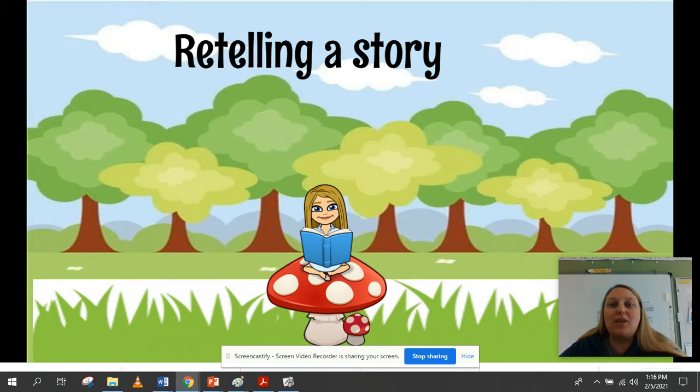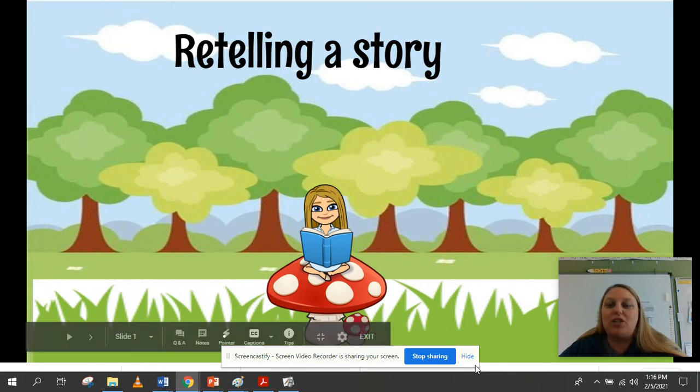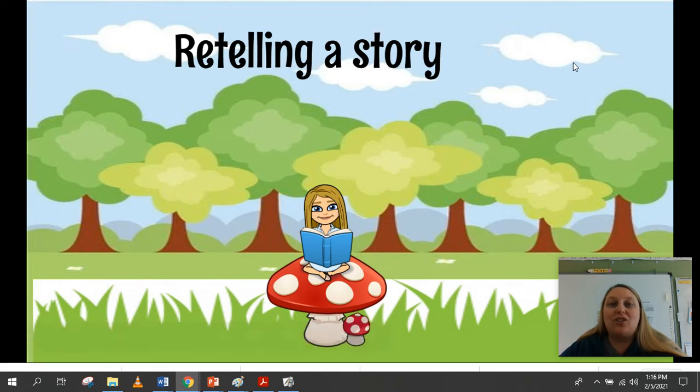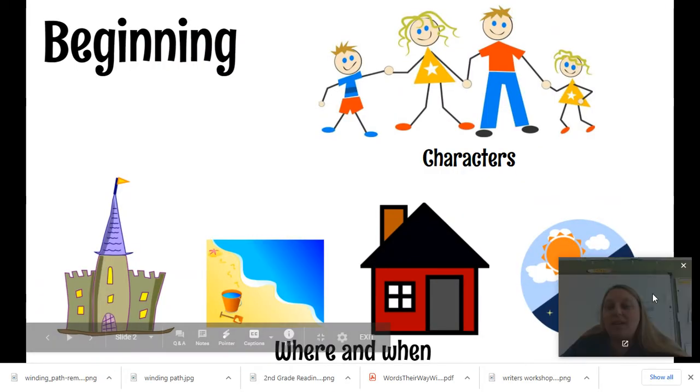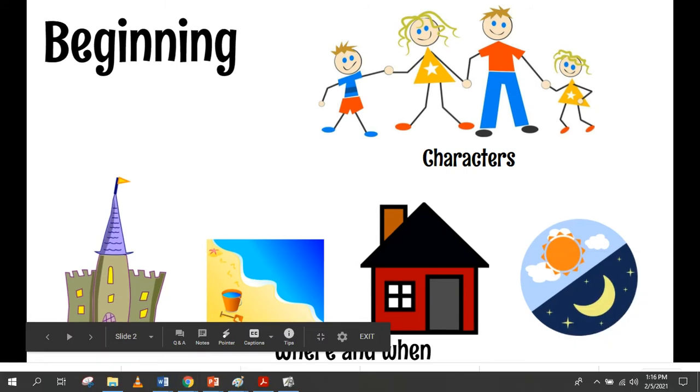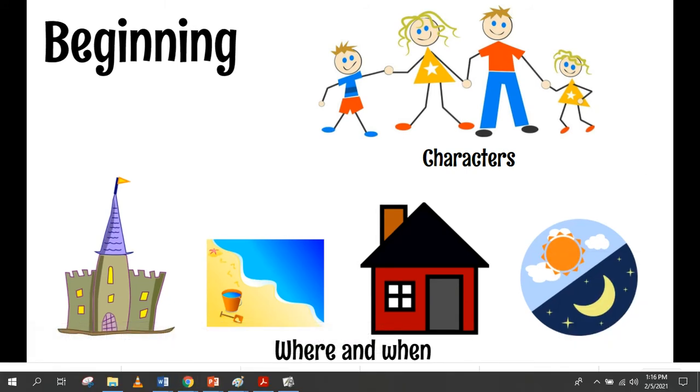So when we talk about retelling the beginning of the story, there are some things that I want you to try to add to your stories. In the beginning of a story, we want to make sure that we are talking about the characters of the story. Who is in the story? And then we also want to let the reader know where we are and what time of day it is. Are we in a castle? Are we at the beach? Are we inside our house? Are we outside our house? Is it morning? Is it nighttime? Those are the things that you would add to a retelling for the beginning of a story.